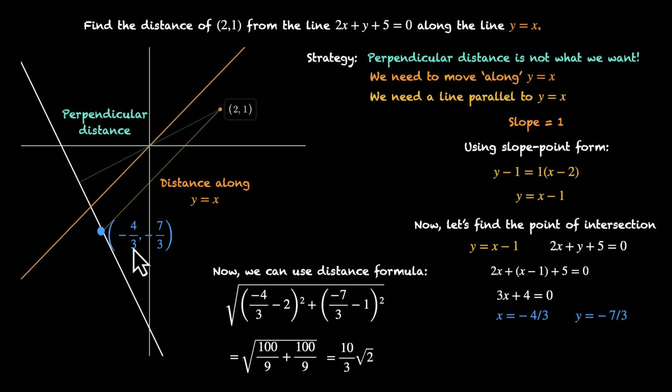This is the distance between this point and this point, which means this is the distance of this point from this line measured parallel to, or measured along, this line.